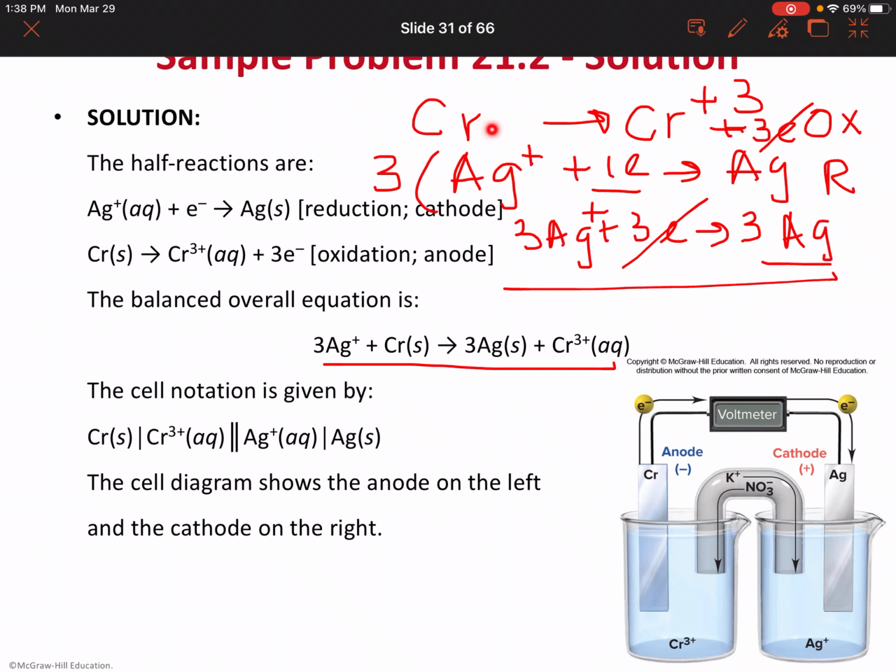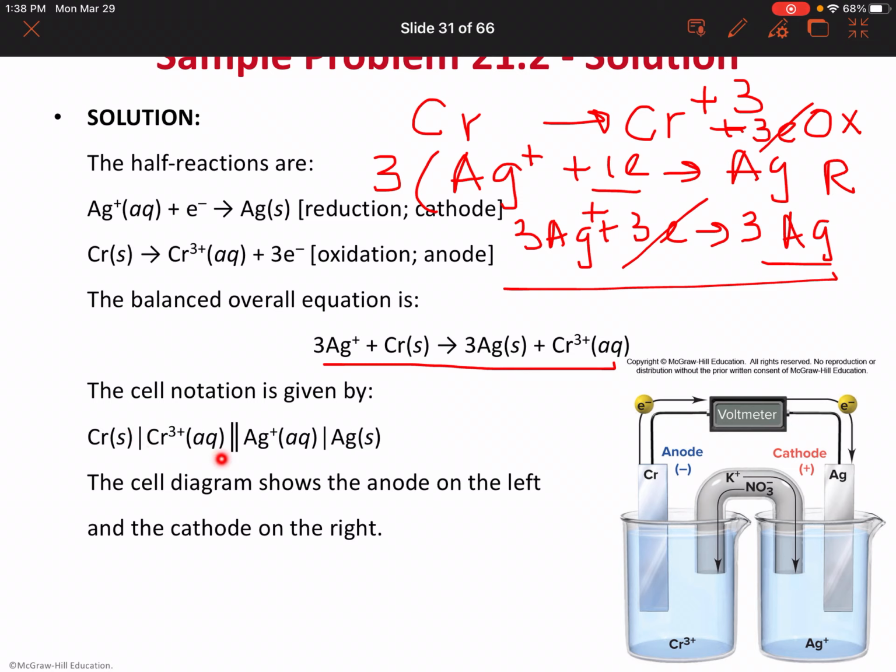Since chromium is becoming chromium 3 plus, more nitrate ions from the salt bridge come to this side to balance the chromium 3 plus. And at the cathode, silver ions will become silver, so it loses the positive ion. So from the salt bridge, positive ions move to the solution to balance that. And this is the cell notation.